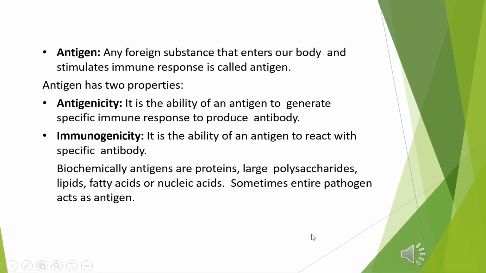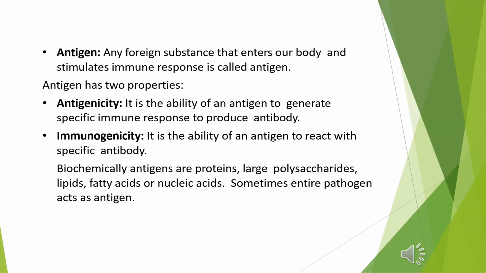We'll study what is antigen and what are its two properties. First of all, what is antigen? Anti means against and gen means birth, which is against birth. So the definition of antigen is: antigens are the substances which, when introduced into the body, stimulate the production of antibodies. So it has two properties: antigenicity and immunogenicity.